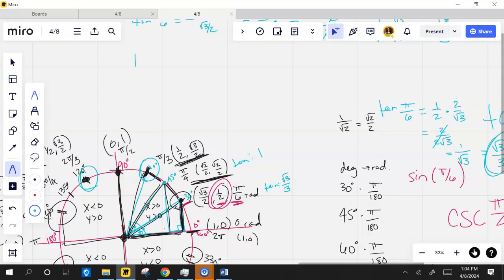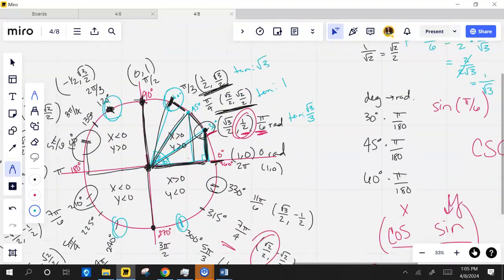Now the tangent at pi over 3 is going to be a little bit different. It's square root of 3 over 2 divided by 1/2, which is times, which is what? Right. I have derived my first quadrant, so I am good to use that for the rest of my circle. And let me show you how I'm going to do that.